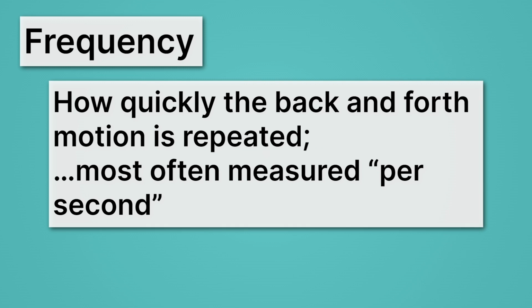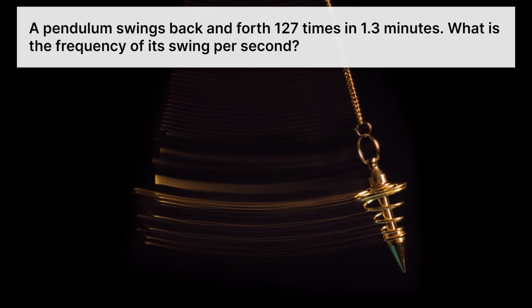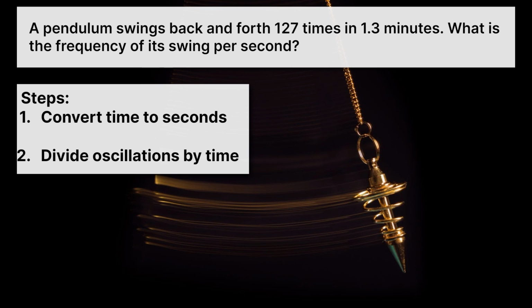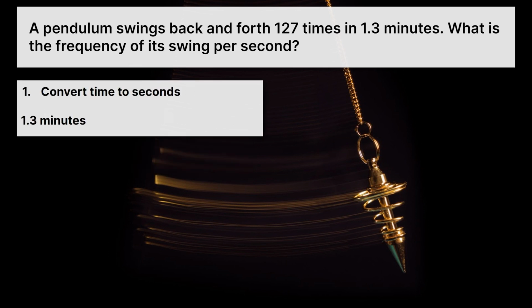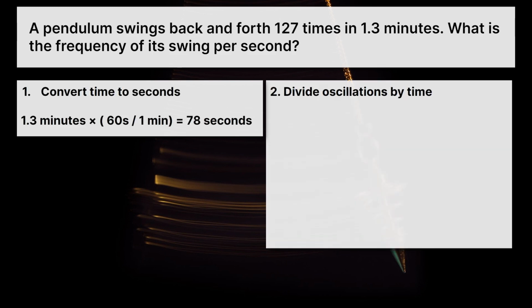Let's practice calculating frequency. A pendulum swings back and forth 127 times in 1.3 minutes. What is the frequency of its swings per second? Well, two very simple steps here. First, we want to know this per second, and our time is in minutes, so we need to convert time to seconds. Then we'll merely divide the number of oscillations by time to get how many happened per second. So first, let's convert time to seconds. We have 1.3 minutes, so we're going to multiply that by 60 seconds per 1 minute, and we'll get 78 seconds. Last step here, divide the oscillations by time.